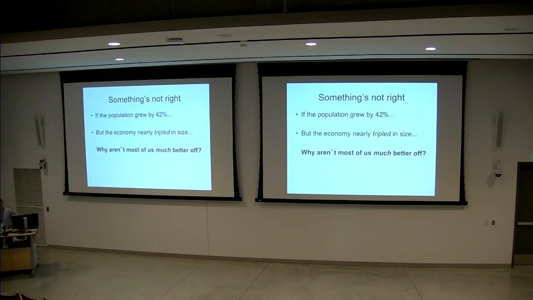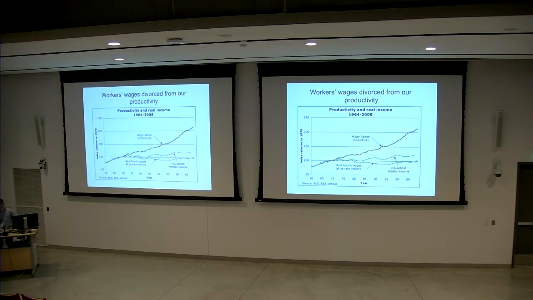So if you have a population that's grown by about 40% and an economy that's nearly 3 times bigger, that means 3 times more transactions, money being made. The big question is, where did it all go? Why aren't the vast majority of us all over this country much better off? Because the gross domestic product per person has increased dramatically during that period of time. So, why is that? What's happened? Well, one part is explained by this graph.